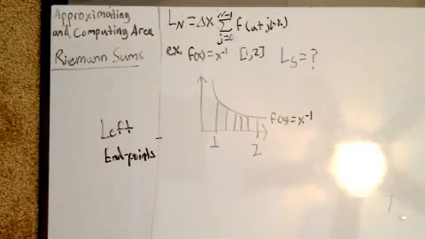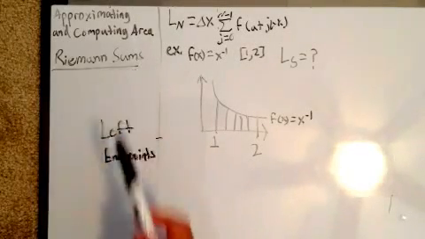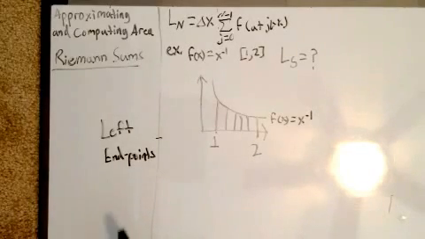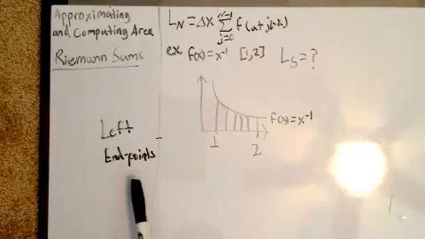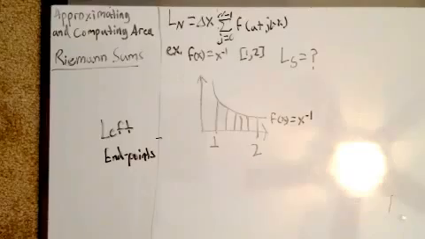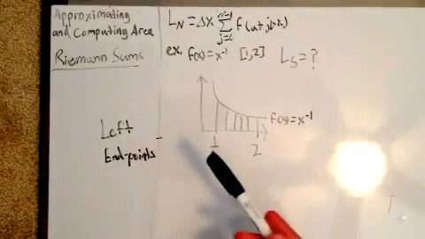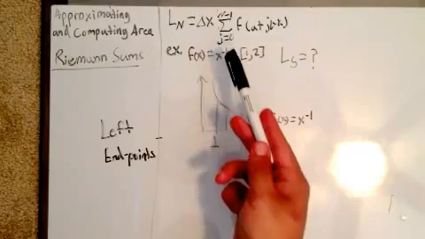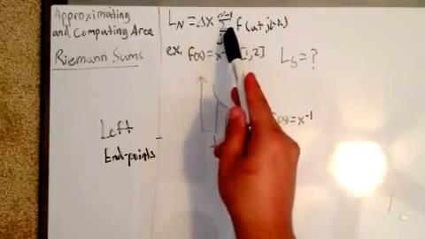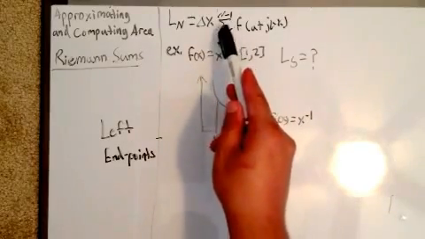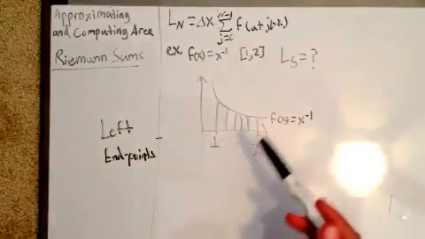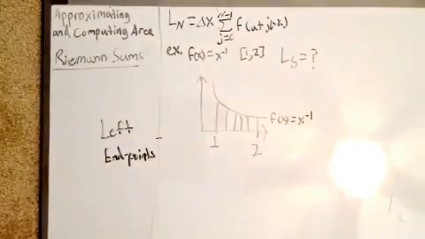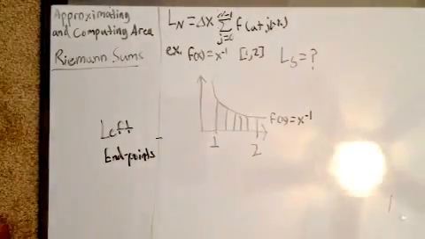So in this video today we're going to be approximating and computing the area using Riemann sums, and to be more specific we're going to be using the left endpoints for Riemann sums. The left endpoint Riemann sum L of n is equal to delta x times the summation from j equals 0 to n minus 1 of f of a plus j times delta x.